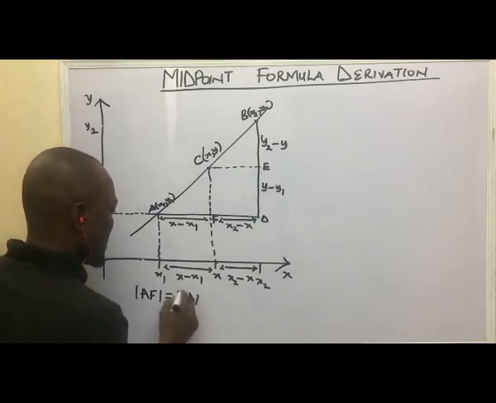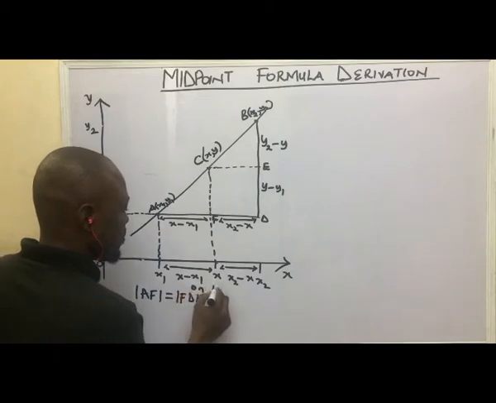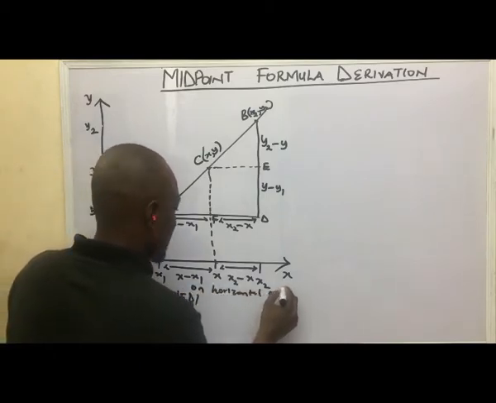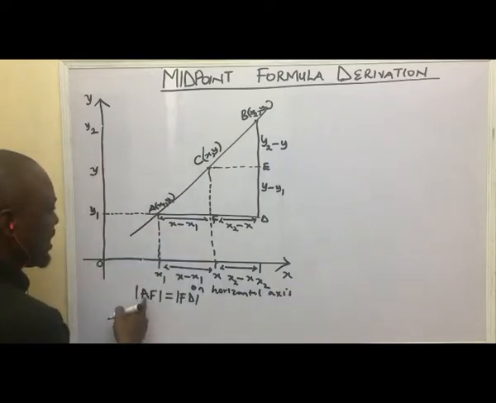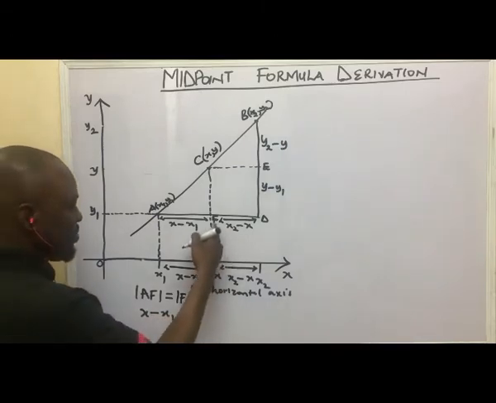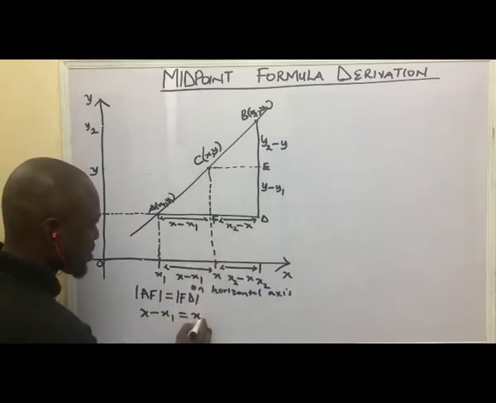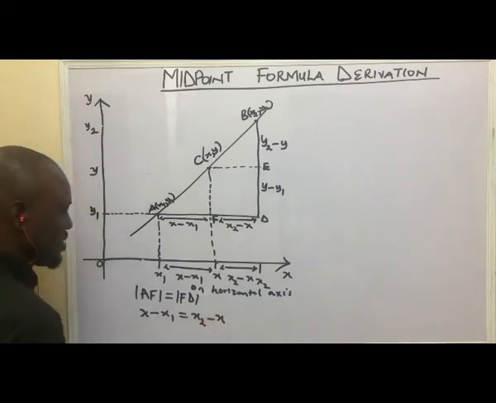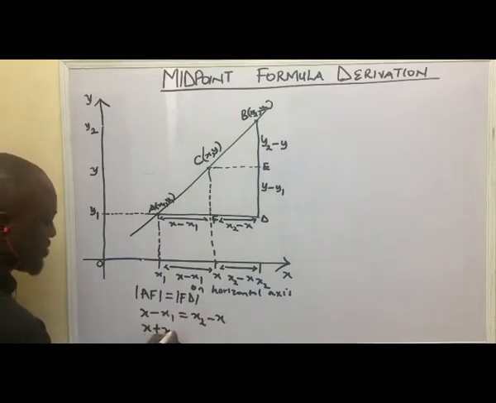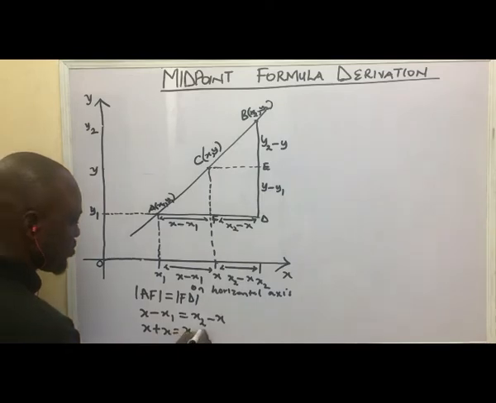That's on the horizontal axis. So AF is x minus x of 1, equal to FD, which is x sub 2 minus x. Now I'm going to take like terms. I'm going to bring x to the other side, and I'll take x of 1 to the other side. So I have x plus x equals x of 2 plus x of 1.